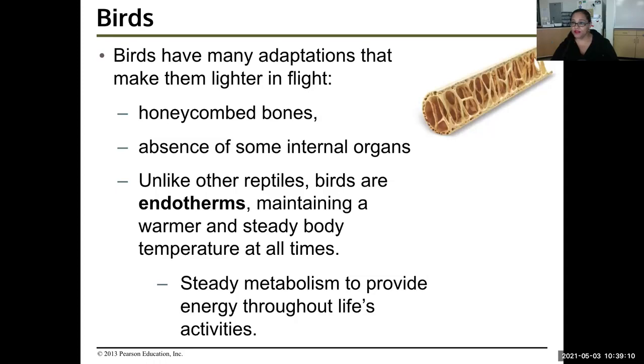Birds have many adaptations that make them lighter in flight. Their bones are honeycombed, so that makes them very, very light. They don't have the density and the weight that would pull them down. They don't have all the same internal organs that we do or other animals do. And unlike other reptiles, birds are endotherms, maintaining a warmer and steady body temperature at all times, just like us. This ensures a steady metabolism to provide energy throughout life's activities. Flight is an activity that requires a great deal of energy. So the fact that they can maintain their inner body temperature with their inner metabolism provides the energy for flight.